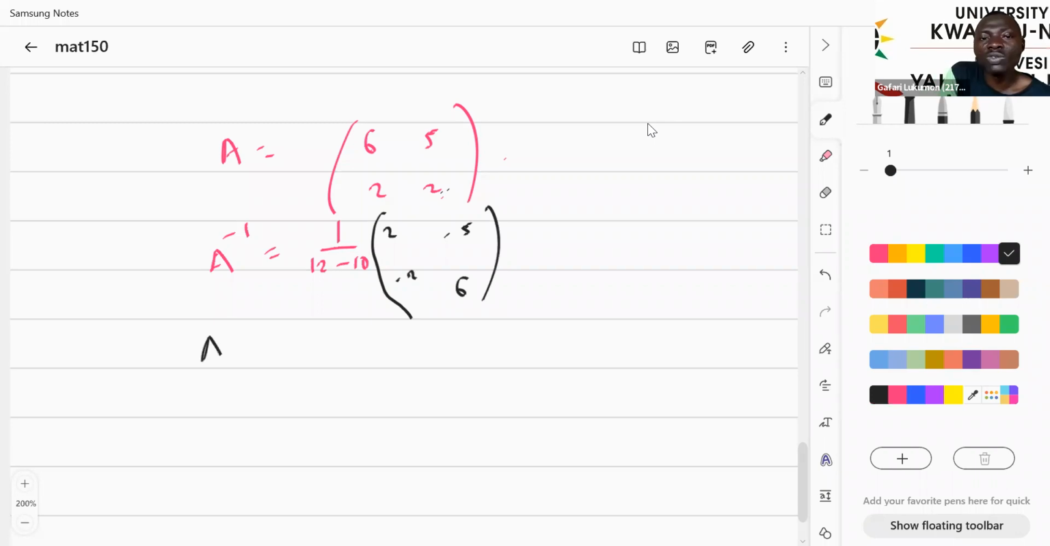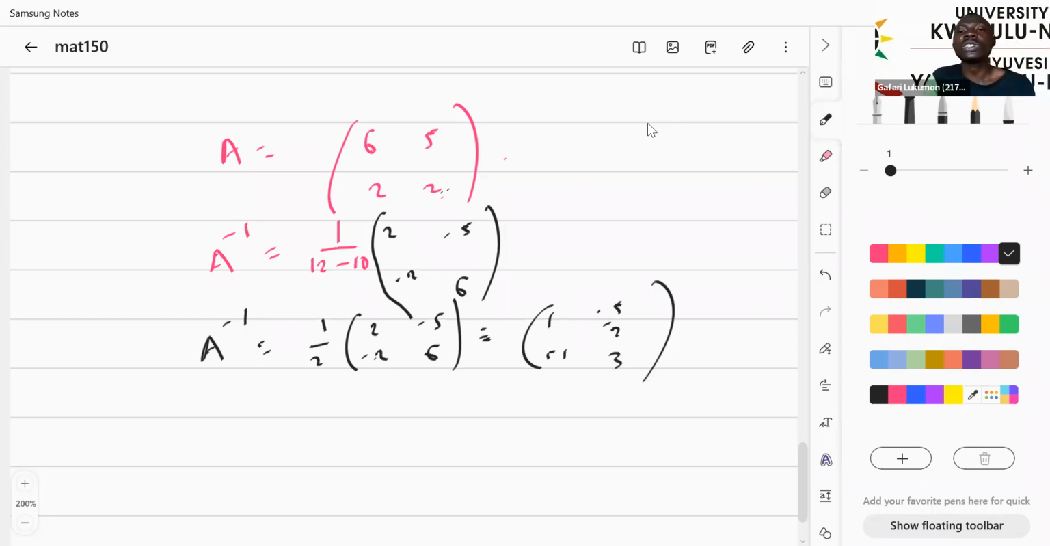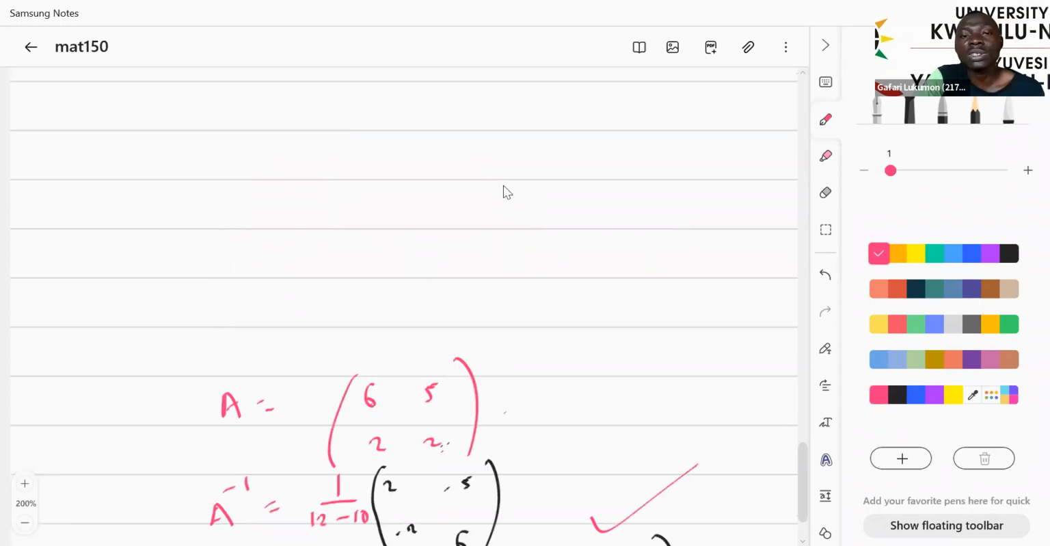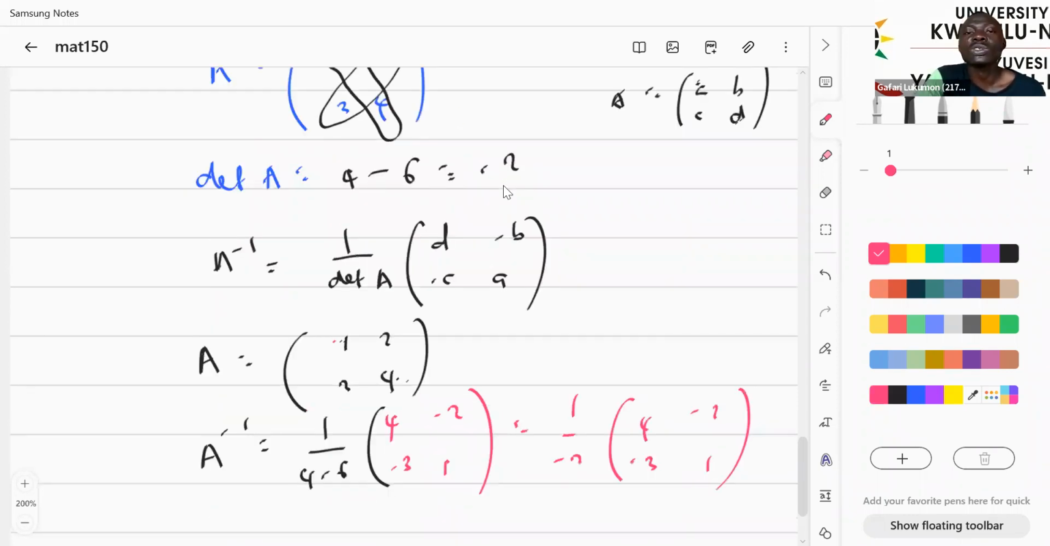Then your A inverse will now be what? 1 divided by 2, times the matrix 2, minus 5, minus 2, 6, which is going to give me, if you multiply by half, 2 times half will give me 1, minus 5 times half will give me minus 5 over 2, minus 2 times half will give me minus 1, and 6 over 2 is equal to 3. Can you see it is the same thing as what we had the other time? 1, minus 5 over 2, minus 1, 3, which is the same thing as this. You see the beauty we have in mathematics.